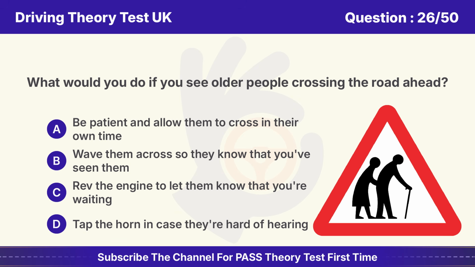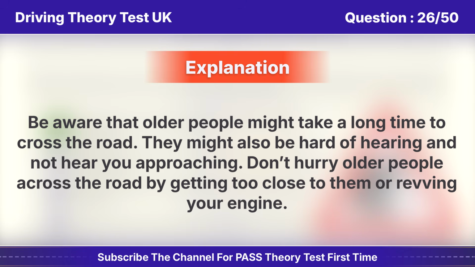Question 26. What would you do if you see older people crossing the road ahead? Answer is A. Be patient and allow them to cross in their own time. Be aware that older people might take a long time to cross the road. They might also be hard of hearing and not hear you approaching. Don't hurry older people across the road by getting too close to them or revving your engine.